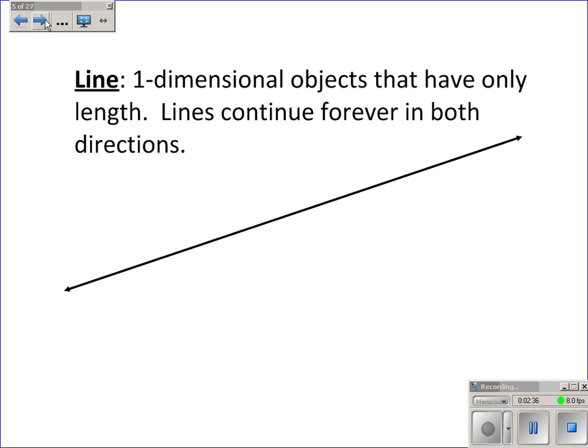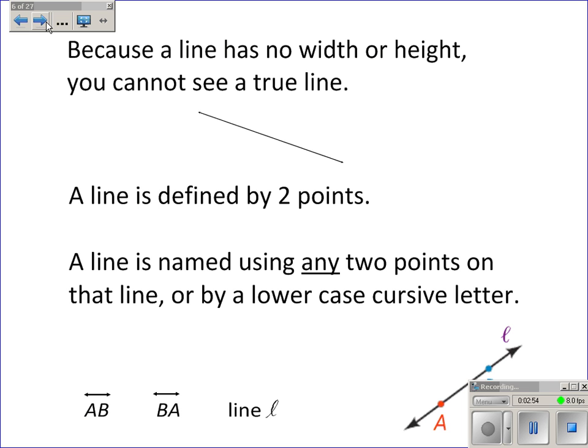Now, a line is a one-dimensional object. If you want to jump back, a point is actually a zero-dimensional object. So lines are a one-dimensional object that have only length to them. Lines continue on forever in both directions. That's why this line has arrows on both sides. Because a line has no width or height, you actually couldn't see a line either. Think of it like where the wall and the ceiling meet. You can measure the length, but since there's no width to it, you couldn't actually see it.